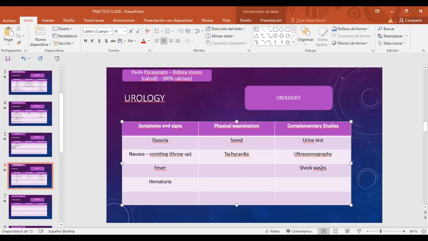This is part of the treatment, okay? By tomorrow, you're going to read a little bit about this, and you're going to tell me what this is used for and how it works, okay?